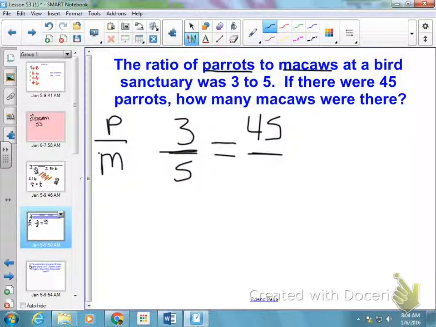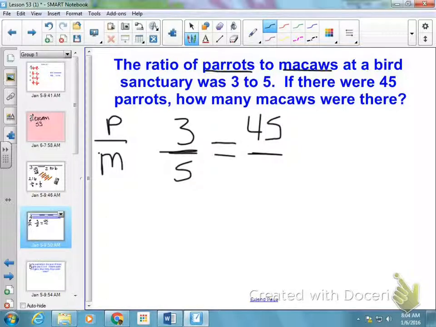Now I want you to pause the video and try to solve how many macaws there were on your own. Remember, you can use cross products or you can ask what can I do to 3 to get 45? Remember, what you do to the top, you do to the bottom. Pause the video and try to solve it on your own in your notes.